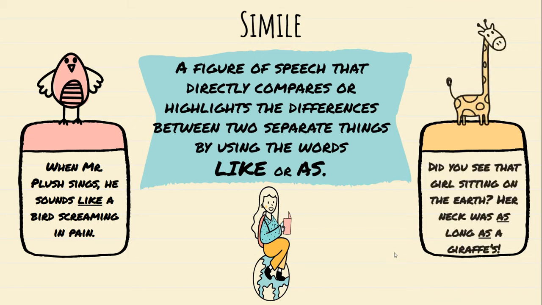Another example. Did you see this girl sitting on the earth? Her neck is as long as a giraffe's. This is a comparison. I'm comparing a girl's neck to a giraffe's neck. Of course, they're not the same length. It is a figure of speech, and I'm using the word as. So if you see the word as or like, you know it's a simile.